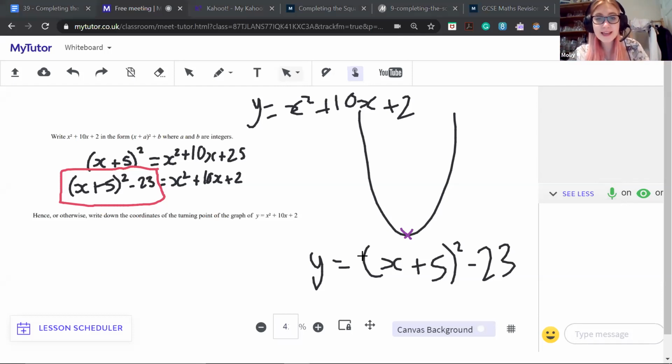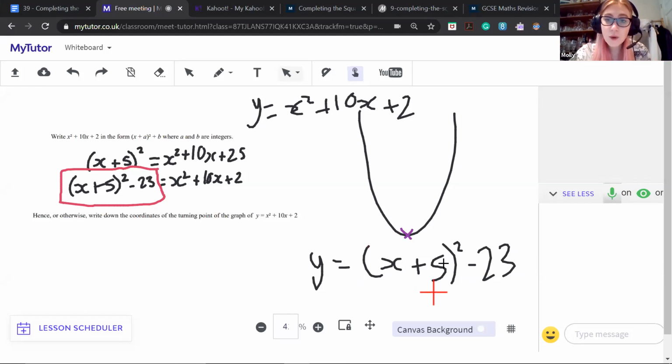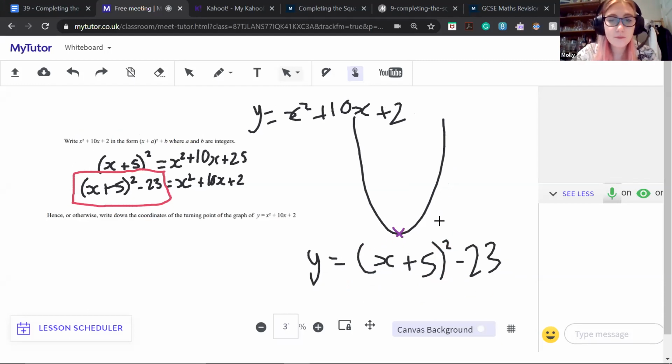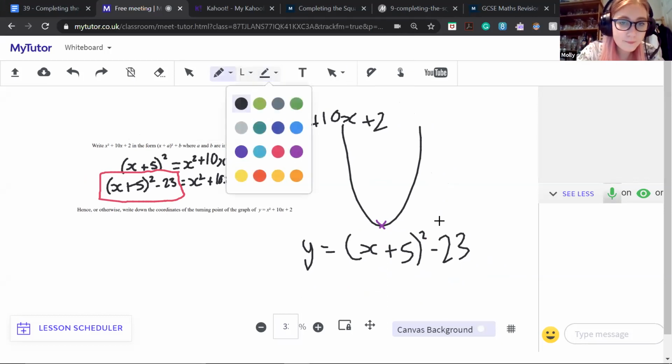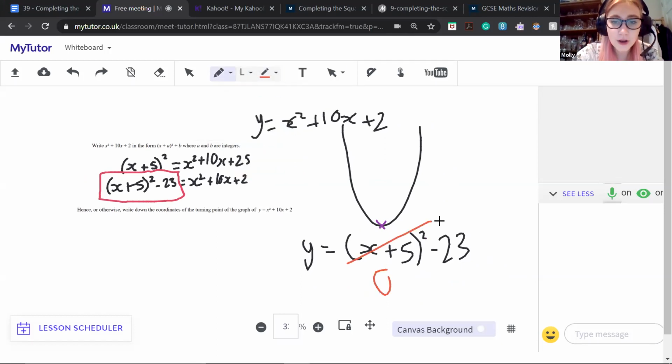So if we're trying to make this y expression the smallest it can be, we want this square to be the smallest it can be. So when this square is equal to 0, that's when it's smallest. When this whole bit is equal to 0, first question: what does y equal when that bit's 0?